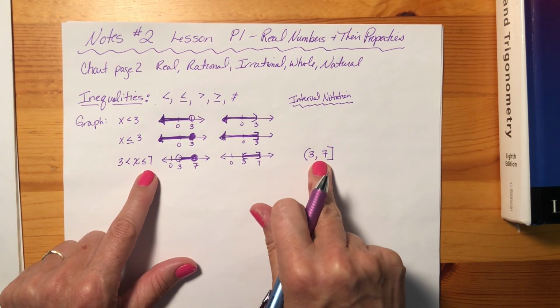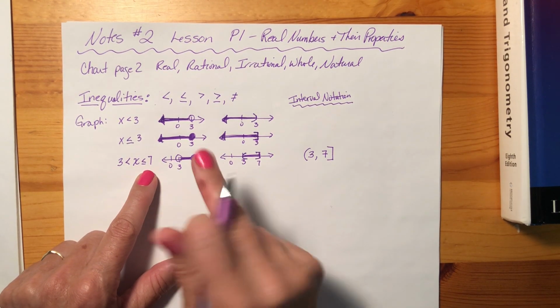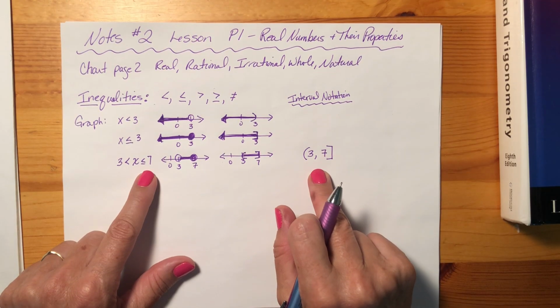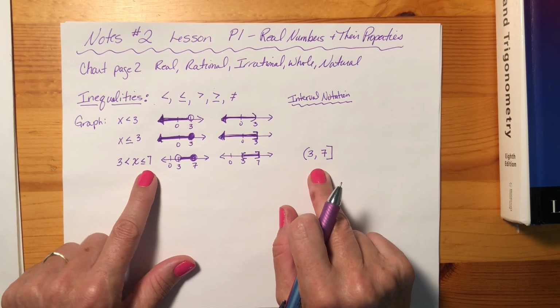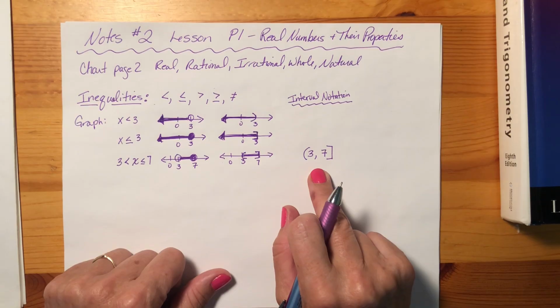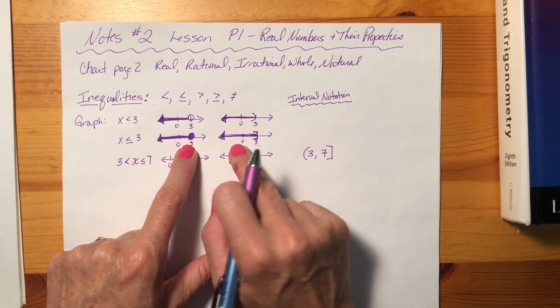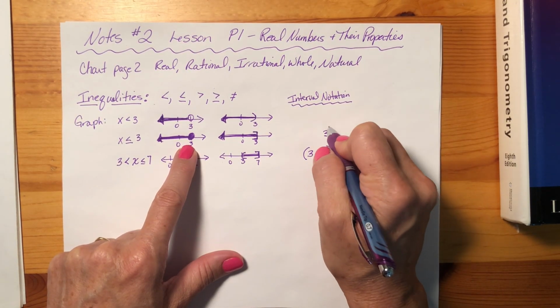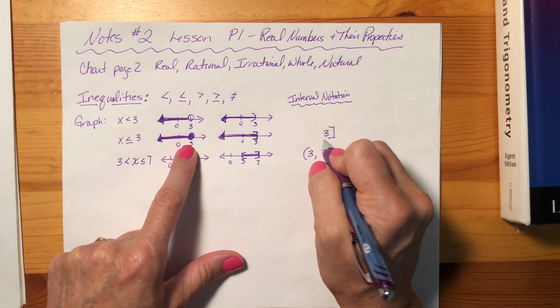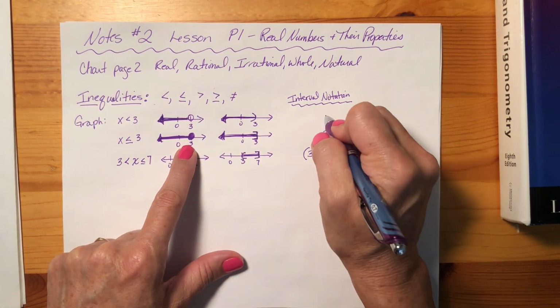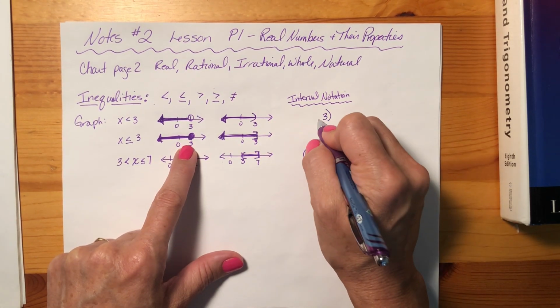This is way faster than drawing your number line and shading it. So this is a nice shortcut for us to use now that you're in Honors Algebra 2. Similarly, we're going to do the same thing for our graphs here. Our endpoint for this one was a 3, and we're going to include it, so I'm going to use a square bracket. And in this one, our endpoint was 3, and I'm not going to include it, so I'm going to use a round bracket.